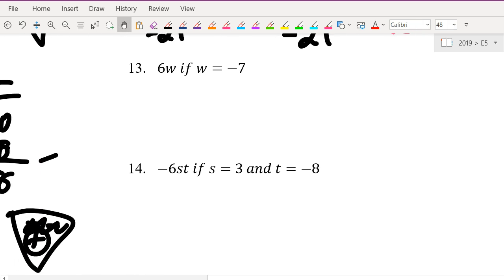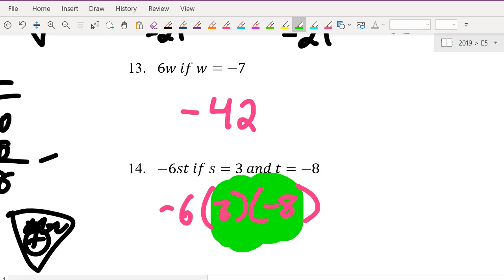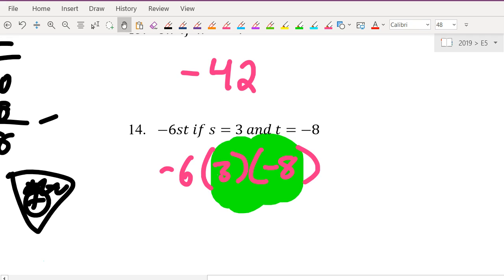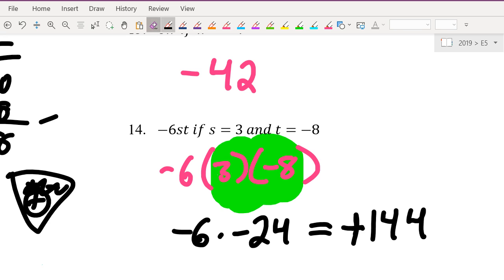Okay, so 6 times negative 7. That's an easy one. Negative 42. Negative 6 times 3 times negative 8. Okay, how about we do the last one first? Why not? So then we'll follow Diamond Man's lead here. Negative 6 times negative 24, and that equals what? Negative 144. See, I know. I was just testing you there, like I was last time.